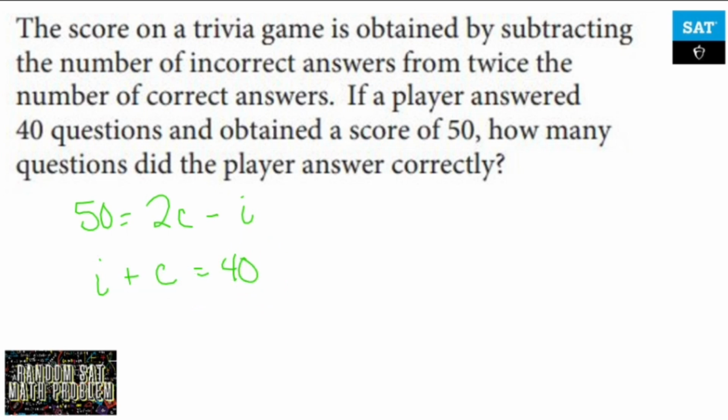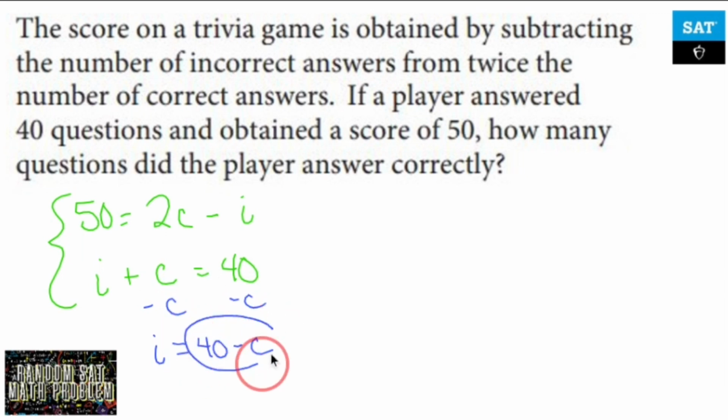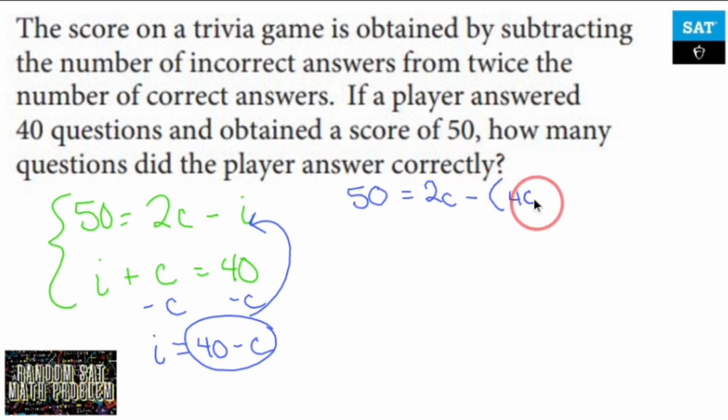So let's do substitution on this guy. We have ourselves a system of equations. I guess I'll subtract C from this guy to solve for I on the bottom. I equals 40 minus C. Okay, this is called the blob method. We'll take that guy and we'll replace I on the top. So let me rewrite out the top. 50 equals 2C minus parentheses 40 minus C.